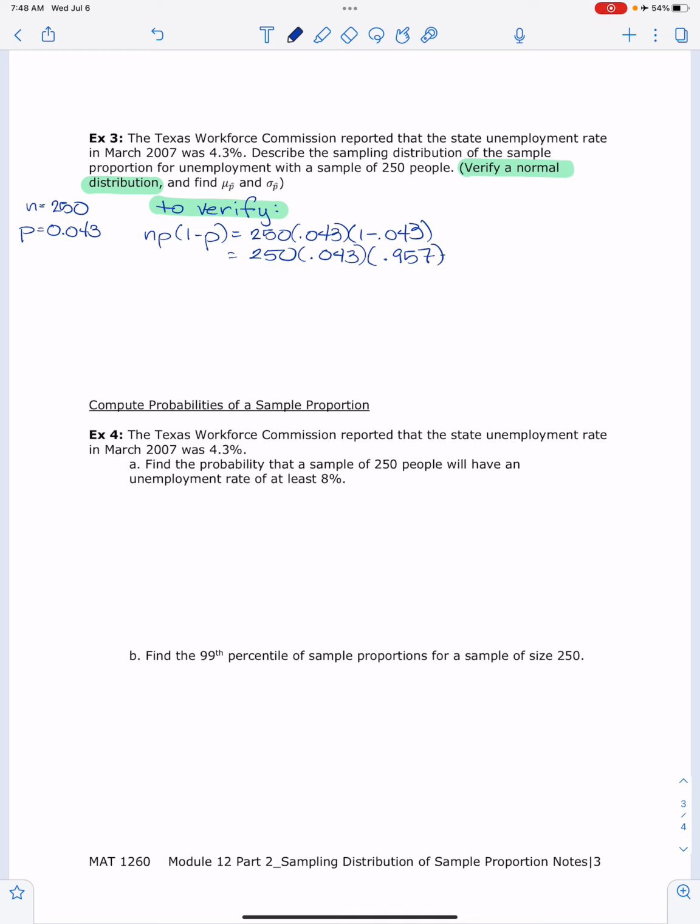With that subtraction there, I get 10.2877, and I really don't need to be that precise. The 10.3 would have been enough because that is greater than or equal to 10. So this satisfies the central limit theorem.